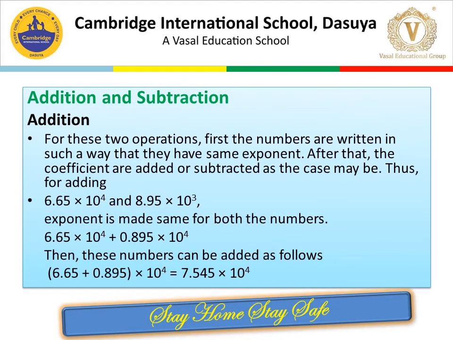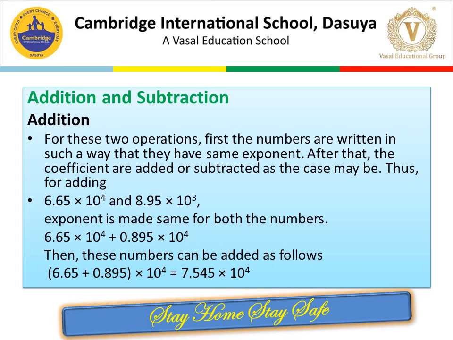Now let us try to understand how addition and subtraction is done. First of all, we'll discuss addition, and remember that for these two operations, first the numbers are written in such a way that they have the same exponent. That means if they have different exponents, that is powers of 10, we equate them or make them equal. Only after that we carry out the operation. After that the coefficients are added or subtracted as the case may be.